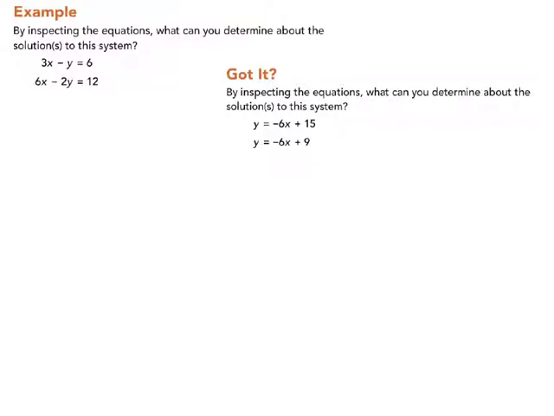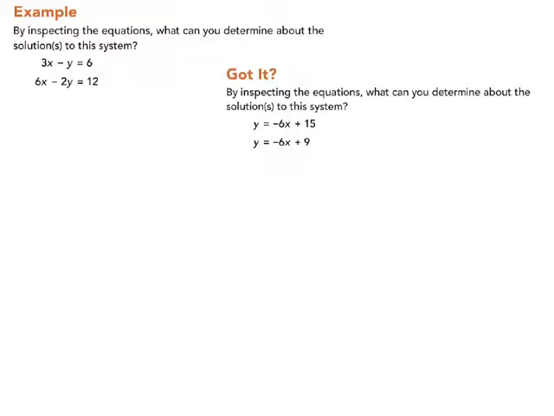By inspecting the equations, what can you determine about the solutions to the system? So I'm going to notice here that the two equations 3x minus y equals 6 and 6x minus 2y equals 12, I'm going to notice that this is just this equation multiplying everything by 2. So that means since you multiply everything by 2, it's the same equation, and therefore it's the same line.